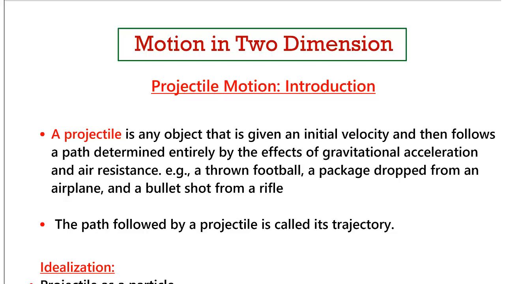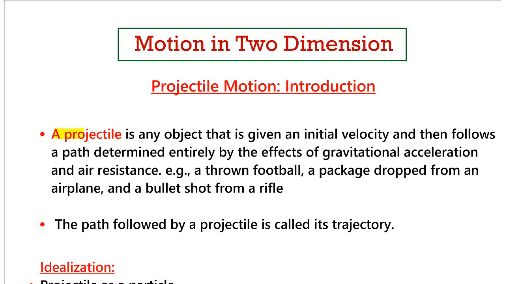When you throw an object, this can be a ball, with some initial velocity, and this ball moves under gravity, then this is called a projectile. So a projectile is an object that moves under gravity with some initial velocity. And the path followed by the object is called the trajectory. So we have two terms here, one is projectile, another is trajectory.